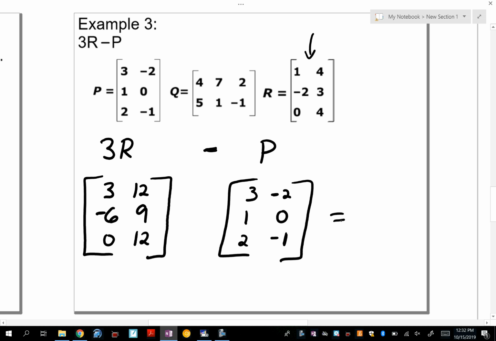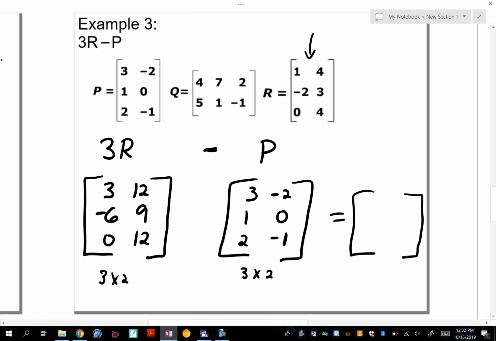Why can we subtract this? So rows and columns, what are those called? The dimensions. All right, for these, each of them, they are both 3 by 2 matrices. So if they were not both 3 by 2 matrices, I could not subtract them. All right, so all I'm going to do is subtract the ones that are in the same spots.